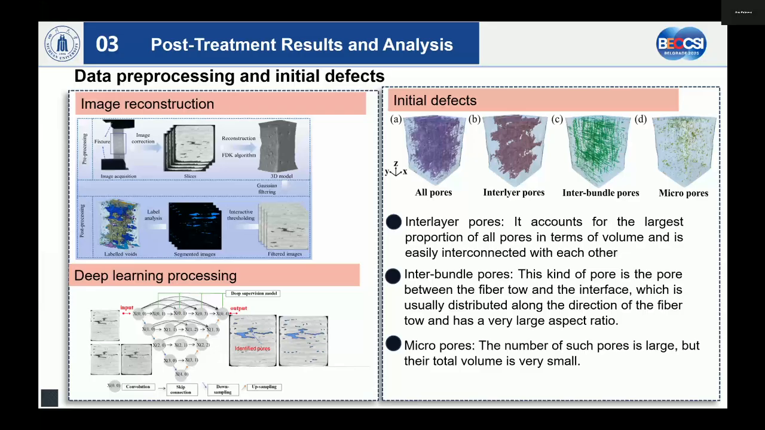Thus, we are able to quantitatively characterize the distribution and the size of the defects. After we extracted and classified these defects, we found that the initial defects in these samples are mainly divided into three types. First is the internal pores. The second is interbundle pores. The third is micropores.